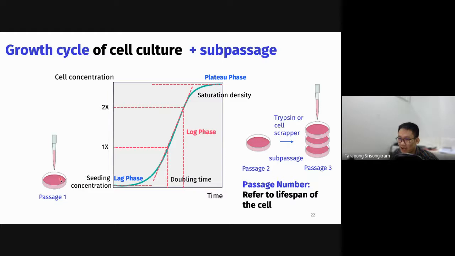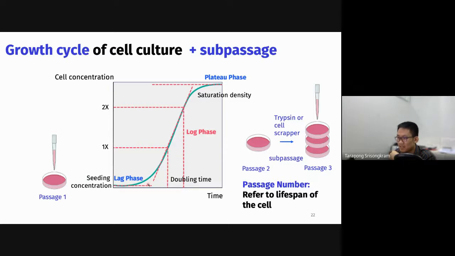As I mentioned earlier, after the cells have been seeded, seeded meaning that we put the cells into the flask, the first time the cells are put into the culture flask or culture container, the cells will not be familiar with that container, so the cells will enter a lag phase. It means that the cells have a low metabolism and low growth. But after they become familiar with the culture container, the cells will enter a log phase.